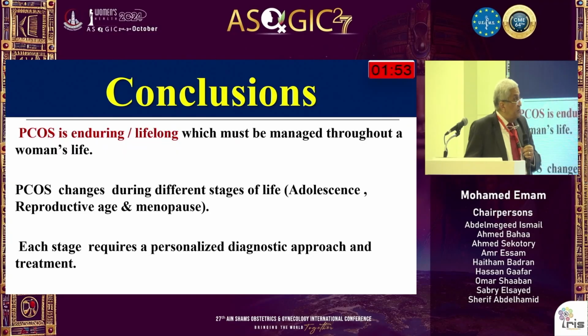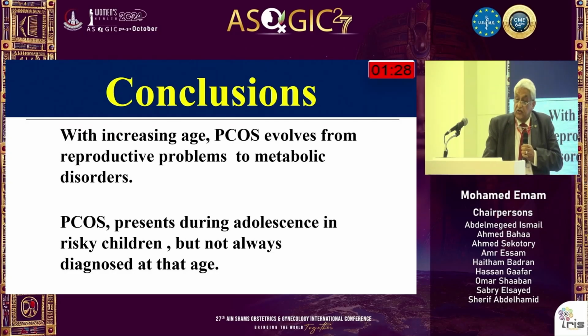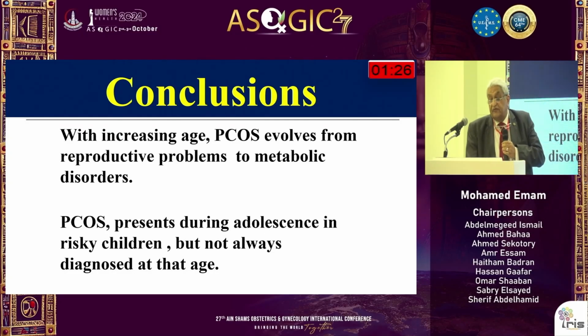My conclusion, Mr. Chairman and colleagues: polycystic ovarian syndrome is enduring lifelong, which must be managed throughout the woman's life. Polycystic ovarian syndrome changes during the different stages of life, from adolescence, reproductive age, and menopause. Each stage requires a personalized diagnostic approach and treatment. And with increasing age, the syndrome evolves from a reproductive problem to a metabolic disorder.